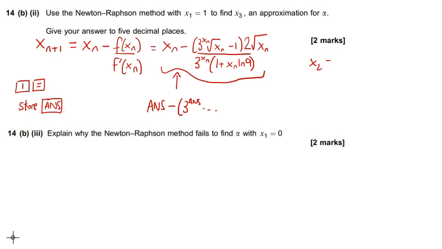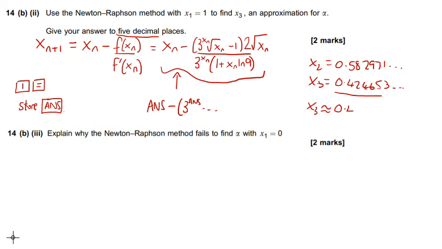values. So you'll find x2 is about 0.58297, x3 is 0.424653 and so on. And that's the one that we're looking for, x3, and we want it to 5 decimal places. Okay, so look at the 6th decimal place, it's less than 5, so that means that the third approximation is 0.42465 to 5 decimal places.